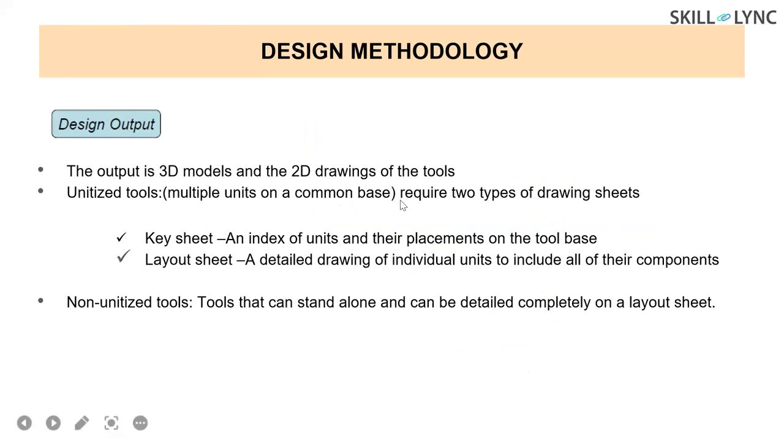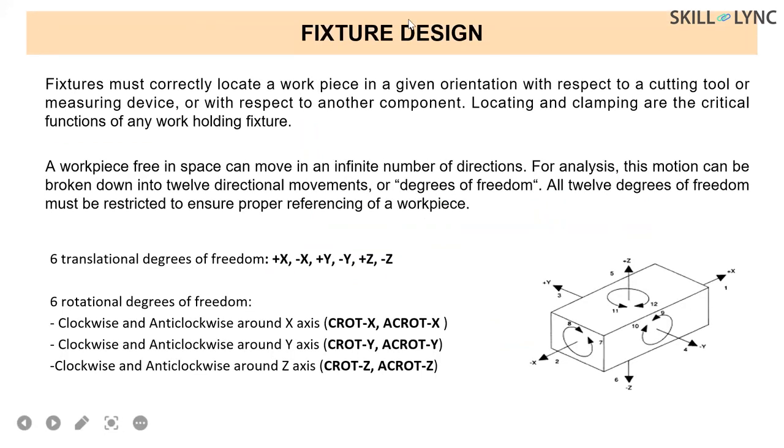So now you guys have a better idea, right? So you guys are able to see how many degrees of freedom are available for a particular component. We may have six translational motions, about three axes X, Y, and Z: positive X, negative X, positive Y, negative Y, positive Z, negative Z. So six translational motions are possible.